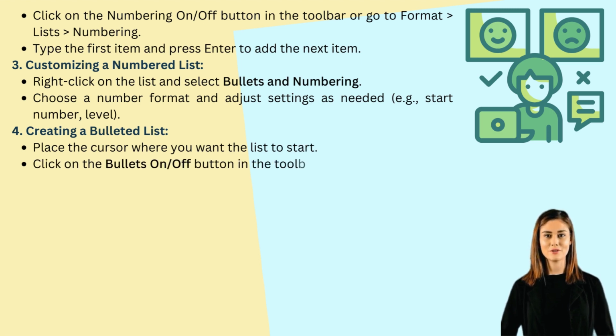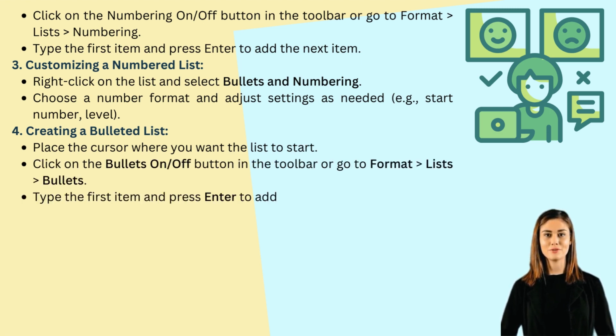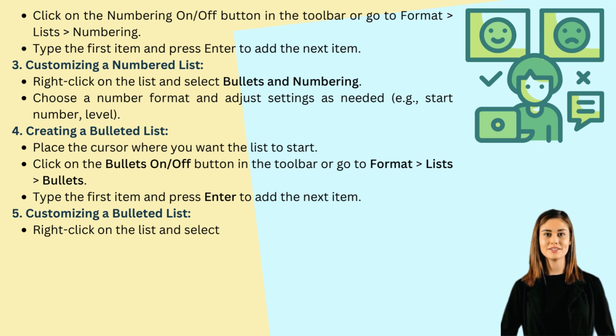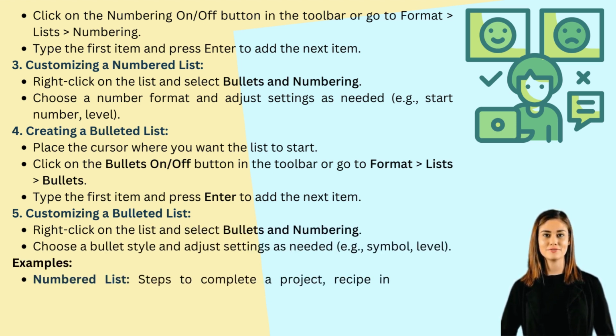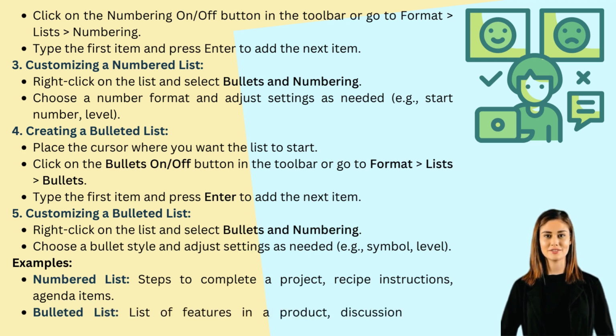3. Customizing a numbered list. First, right-click on the list and select Bullets and Numbering. Second, choose a number format and adjust settings as needed. Example: Start Number, Level, Dot. 4. Creating a bulleted list. First, place the cursor where you want the list to start. Second, click on the Bullets On/Off button in the toolbar or go to Format, Lists, Bullets. Third, type the first item and press Enter to add the next item.